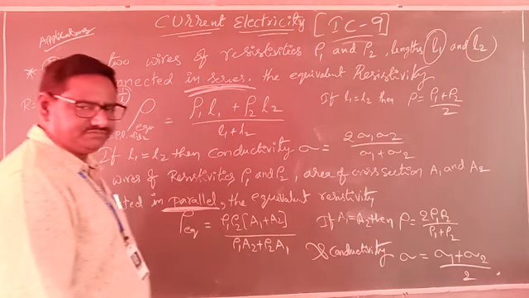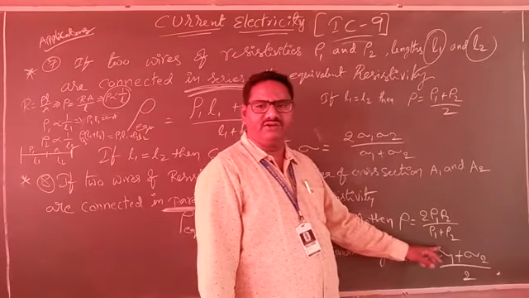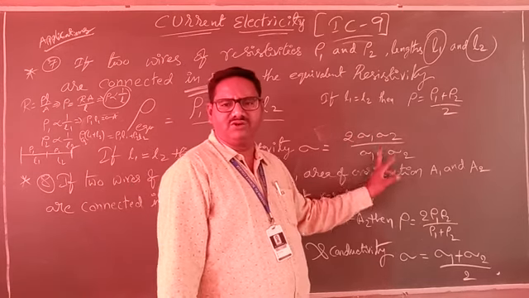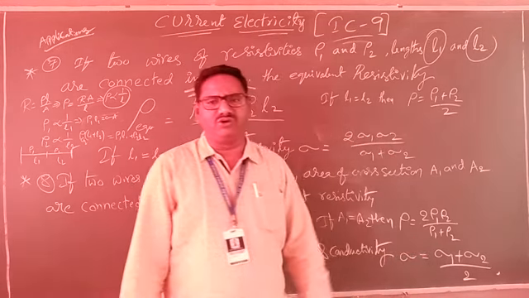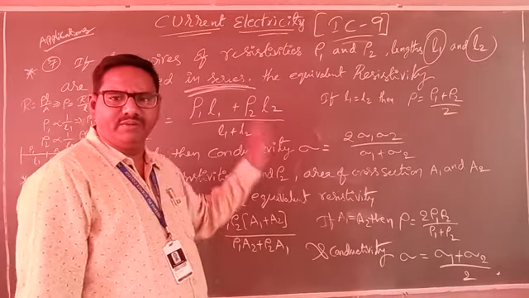Next one is conductivity. If they are connected in parallel, then how can you write conductivity? Previous, for resistivity, what you wrote? 2 rho 1 rho 2 by rho 1 plus rho 2. Now in parallel combination, conductivity, what is it? Sigma 1 plus sigma 2 by 2. Clear? All these you need to remember.